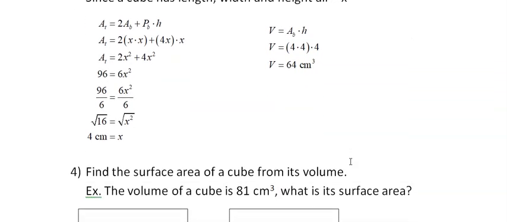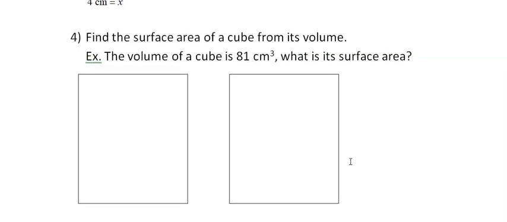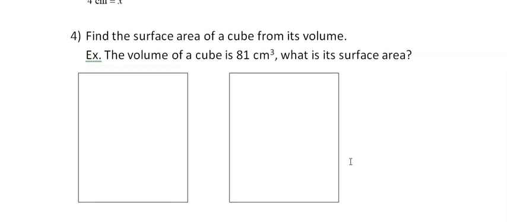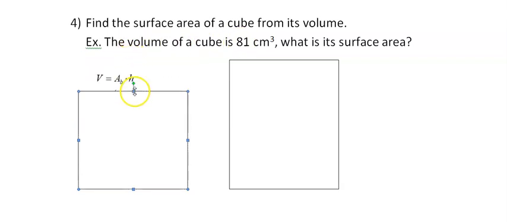And finally, you could be asked to find the surface area from the volume. If you want to pause and give this one a try, now's a good time. This example says the volume of a cube is 81 centimeters cubed. What's its surface area? Because we're given the volume, I'll start with that formula. And like we already said, a cube is a particular shape in that all of its lengths or measurements are the same. They're all x.